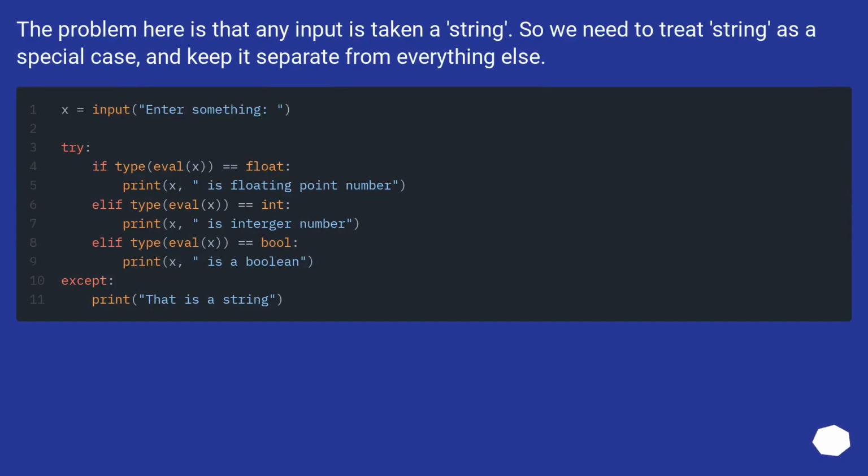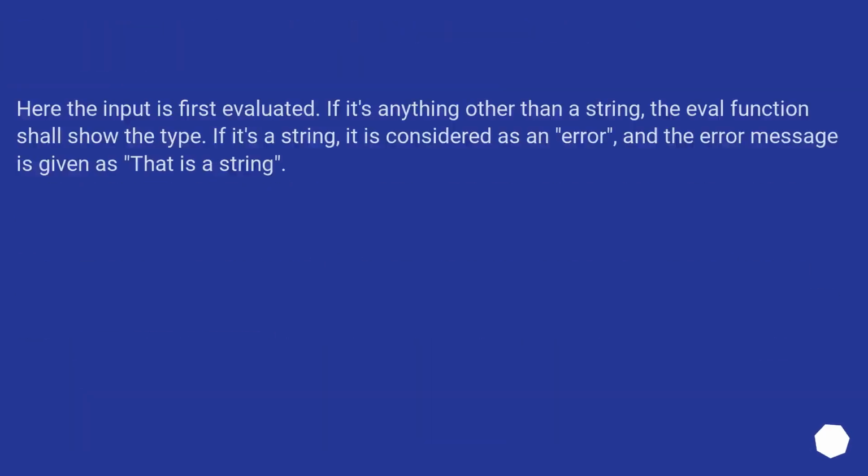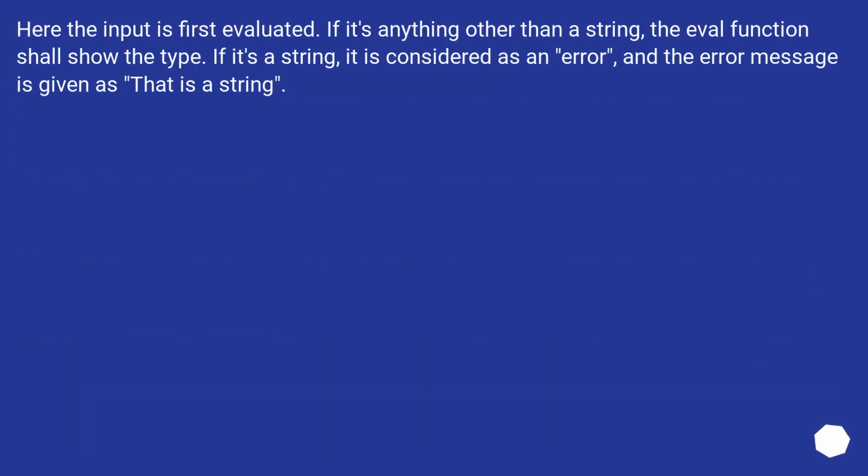The problem here is that any input is taken as a string. So we need to treat string as a special case, and keep it separate from everything else. Here the input is first evaluated. If it's anything other than a string, the eval function shall show the type. If it's a string, it is considered as an error, and the error message is given as that is a string.